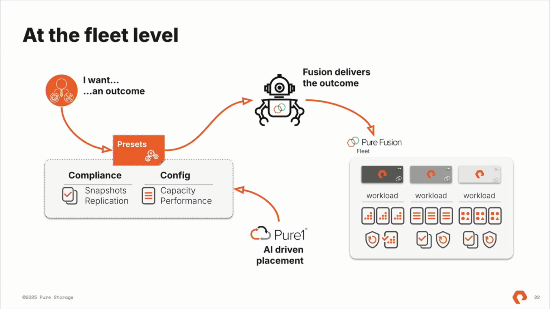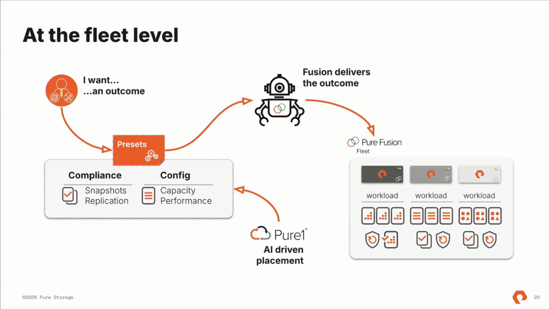So the ideal case is an admin should be able to go to any array in the fleet and just say, okay, here's a preset for maybe provisioning a database workload. I want to provision, say, an Oracle database. Fusion, please go ahead and do your magic. So based on the requirements in the preset, based on the different load and capacity characteristics of the different arrays in your fleet, Pure1 will now make a recommendation. Oh, okay, based on what we think you want, this array will be a good fit. And so Fusion would go ahead and provision the workload there.